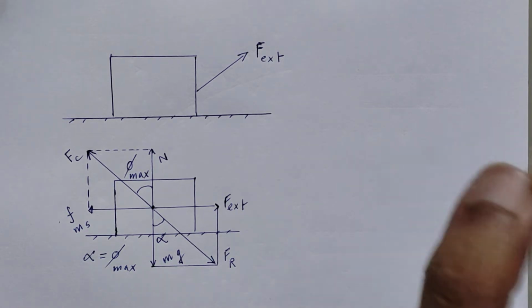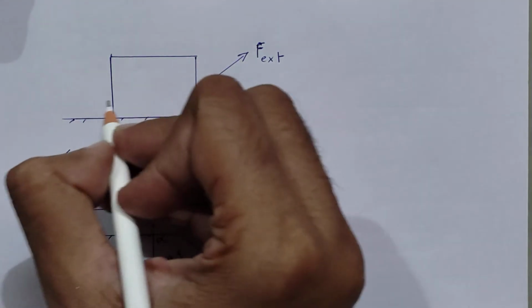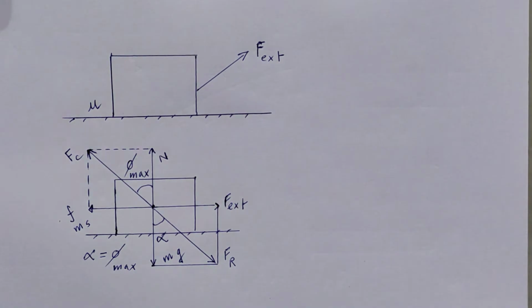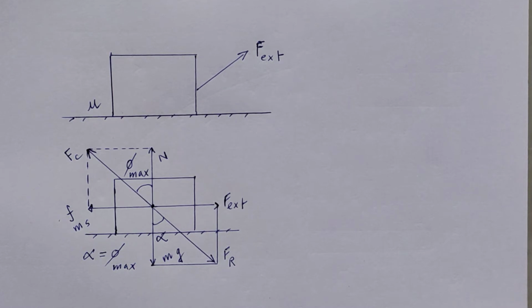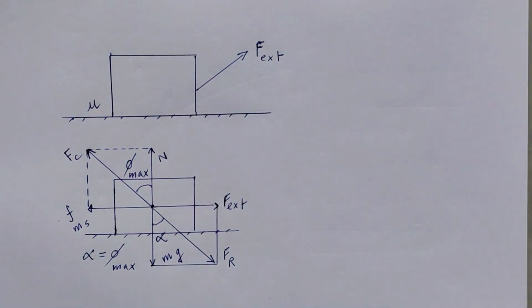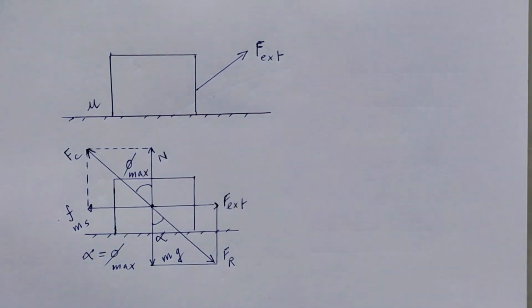Now today's problem is this particular problem. There is a block lying on the floor. The coefficient of friction between the block and the floor is mu. You have applied an external force. What should be the minimum value of this external force so that this block just starts sliding? That's the question.